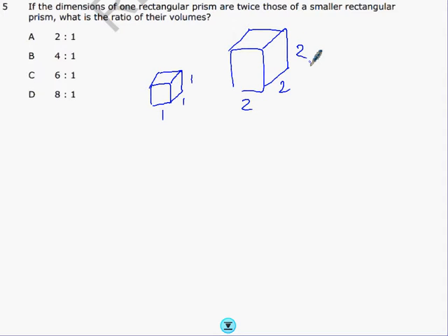Okay, let's talk about the volumes. This one's volume is 1 times 1 times 1. This one's volume is 2 times 2 times 2. So if the dimensions are twice those of the smaller, what is the ratio of their volumes? Clearly, it's 8 to 1.